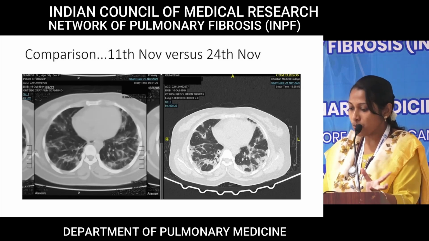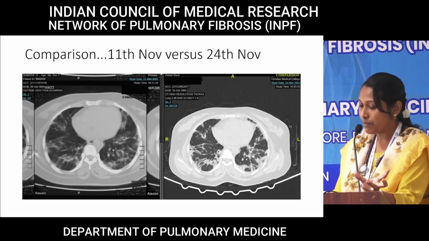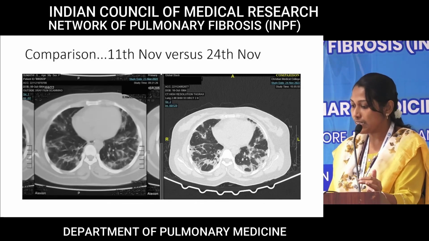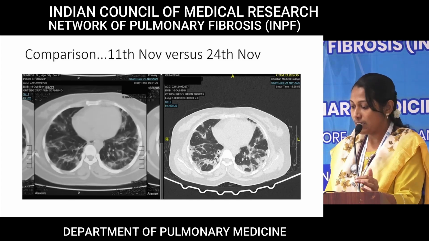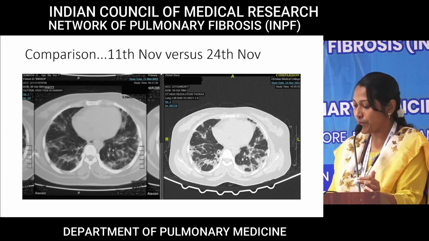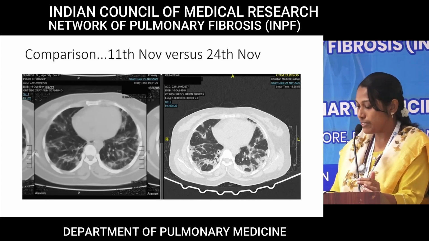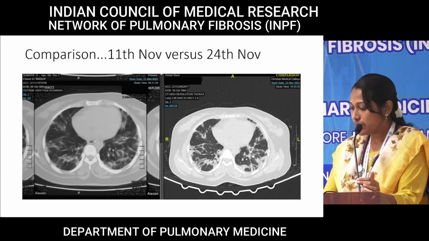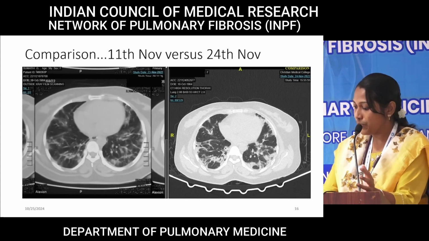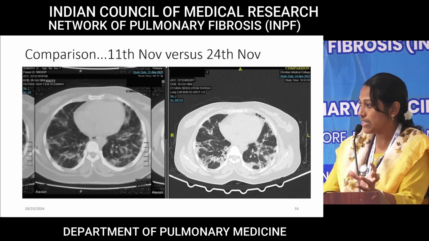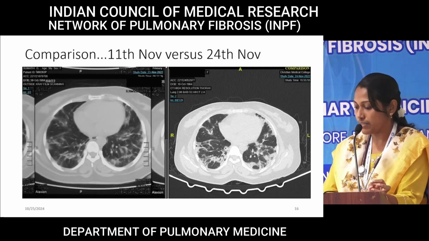So I had compared both the CTs as well. Compared to the 11th November CT, which was an outside image she had come with, our 24th November CT also looks more prominent, and there are more new areas of involvement seen in the left lower lobe. So this is another cut where we can see new areas of involvement within this short duration of symptoms.